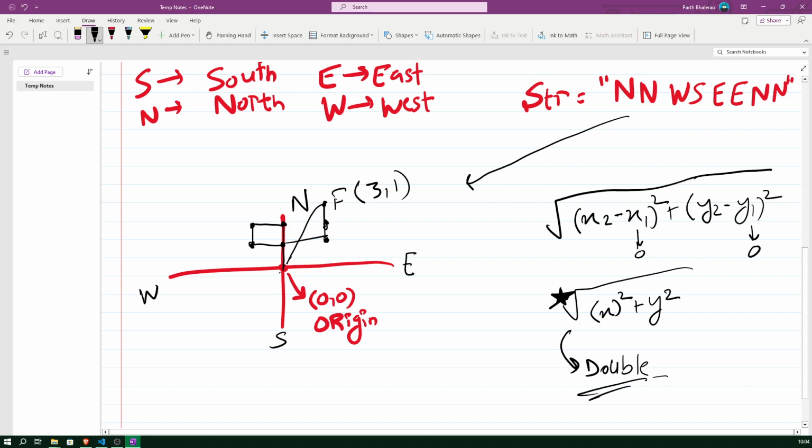So I think the problem statement is quite clear. We will be given a string having only these 4 characters N, S, W, E, and based on this we find the coordinates of the final point, and then we need to return the displacement. Now let's dive into the coding part.